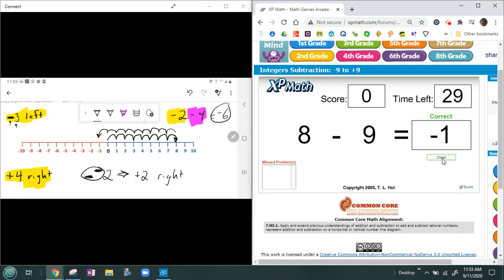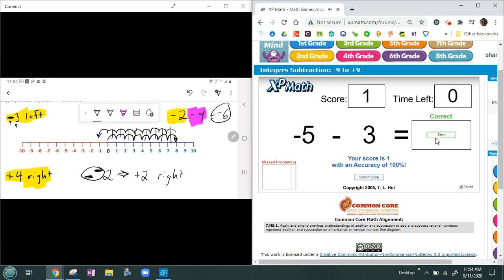Now, for that one, you might be able to see, well, if I went right 8 and then left 9, it kind of cancels all those 8 out. And then there's still one spare left over because 9 is bigger than 8. So that would make it go into the negatives by 1. So you'll get those kind of tricks as you go along, as you get more comfortable with it.